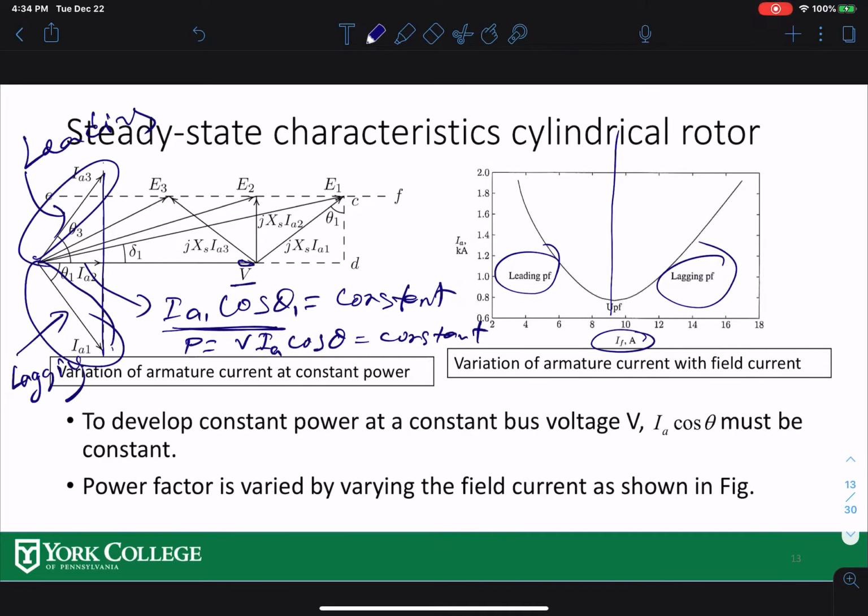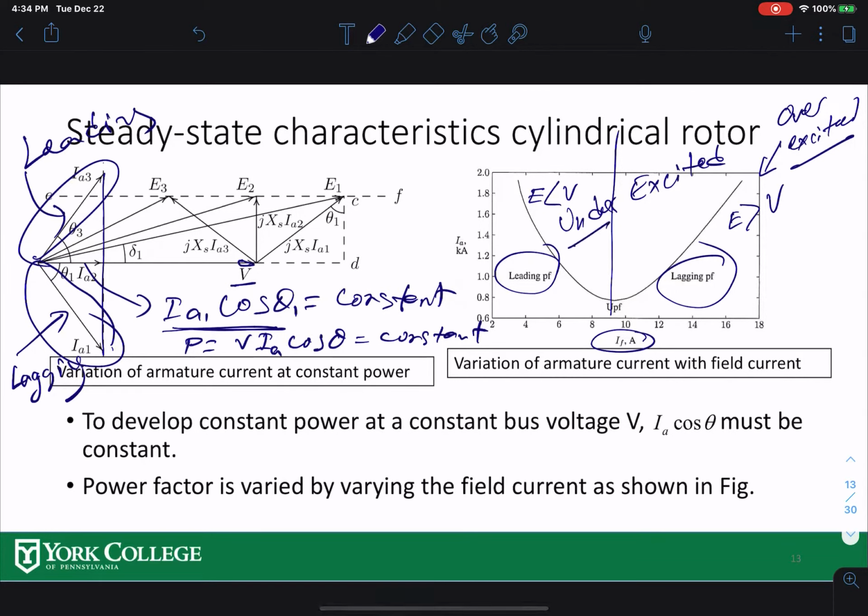And on the leading side over here, you have your E_V. If you have leading, E_V is less than terminal voltage V, and if lagging, E_V is greater than V. So this is called overexcited, and this is called underexcited. All right, so this is the overexcited mode and this is the underexcited mode. I'm going to talk a little bit about what that means in the next slide.